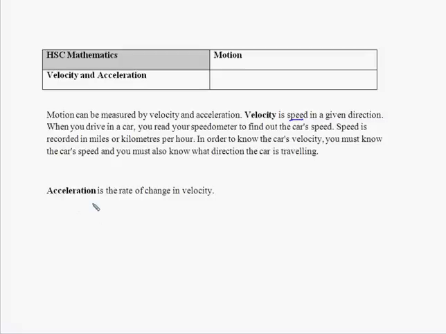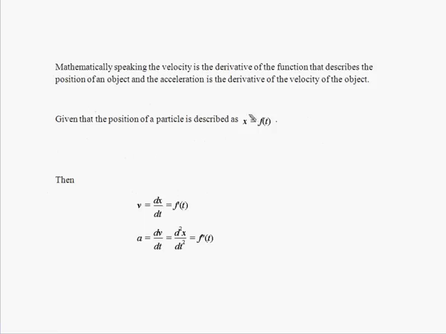Acceleration is how much the velocity is changing, or the rate of change of the velocity, so over time. So there are relationships that exist. Mathematically, velocity is the derivative of x with respect to t, or the derivative of the function of t, if we're starting with x as a function of t. So we can write it a number of different ways. Acceleration is dv/dt, or d squared x/dt squared, or f double dash t.